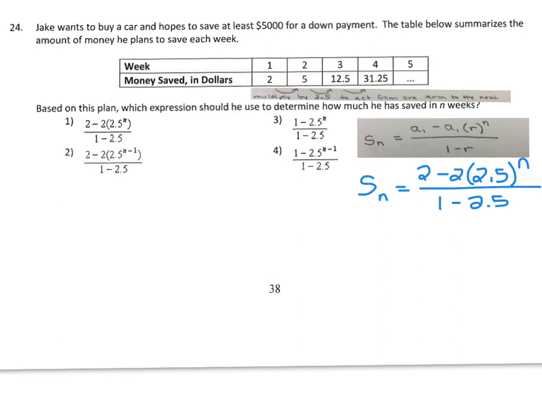So we just want to look and see which expression says this. It's actually choice 1 right here. All they did was put the exponent on the inside of the parentheses rather than the outside, but we know that doesn't affect anything. So choice 1 is our answer.